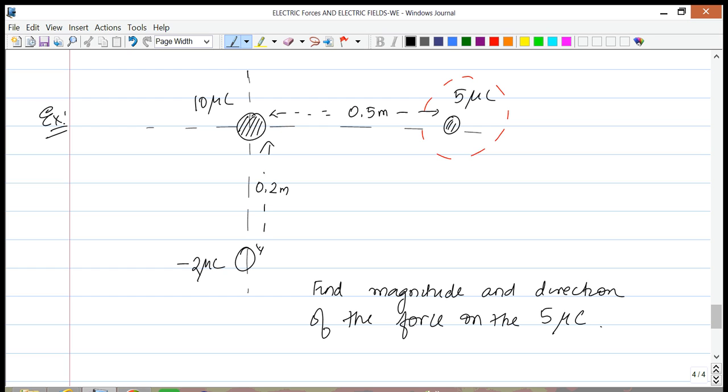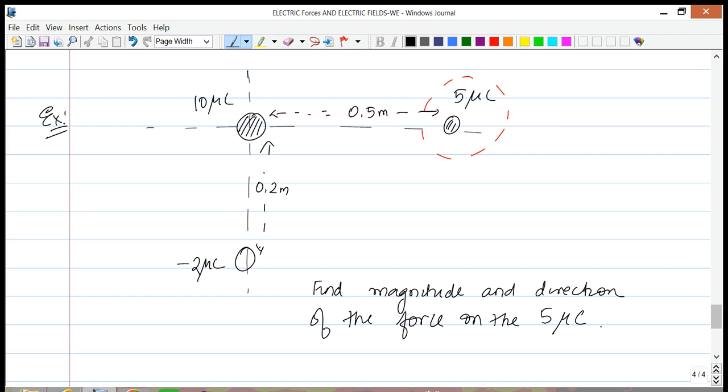Now in this case, what I would recommend is that since we are not finding the force on the charge at the origin, we know that the forces are not just going to be left and right, up and down. We're going to have angles in this problem. So before you do anything, it would be good to figure out what angles you may need.